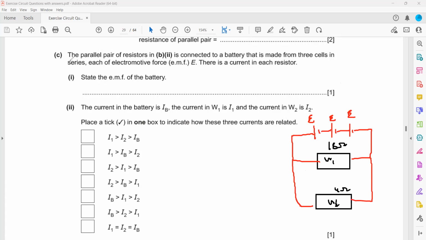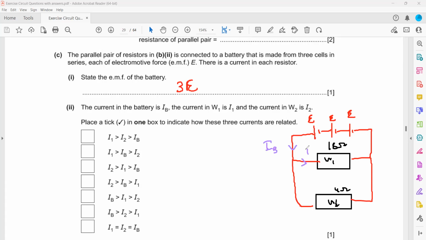What is the total voltage of the battery, or combination of the cells? If I say this is 2 volts, this is 2 volts, this is 2 volts, what is the combined voltage? 6. So if the voltage is E for one cell, then for 3 cells the voltage will be 3E. You have to write in terms of a variable. E represents the value of the voltage. Then the total current from the battery is IB. So there is a current coming from the battery, that is IB.